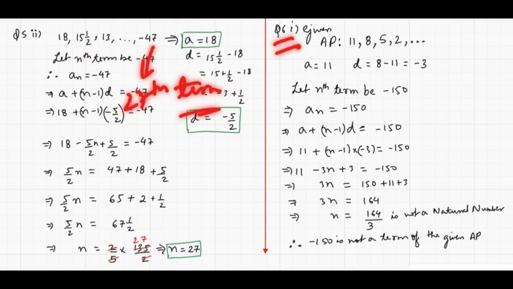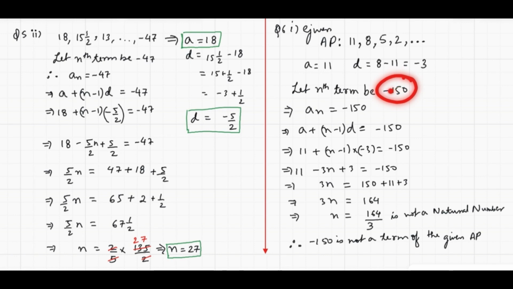Let's see this question. Here we have an AP 11, 8, 5, 2, where A, the first term, is equal to 11, and D is equal to 8 minus 11, which is minus 3. And we have to check whether in this AP we get minus 50 or not, or whether minus 50 is a term of this AP or not.